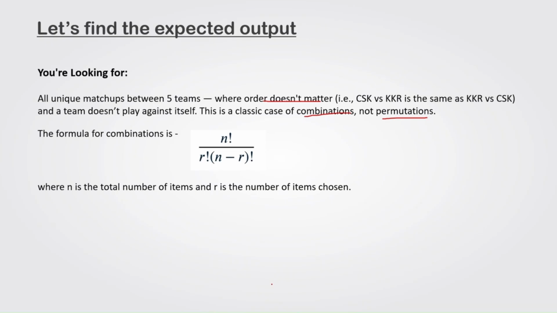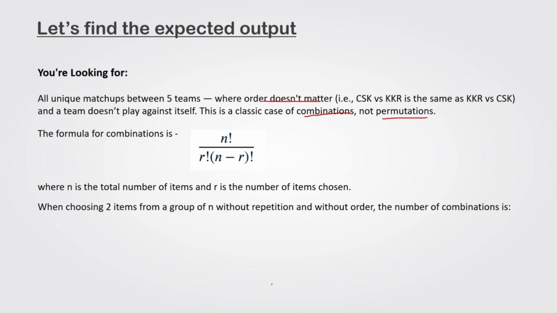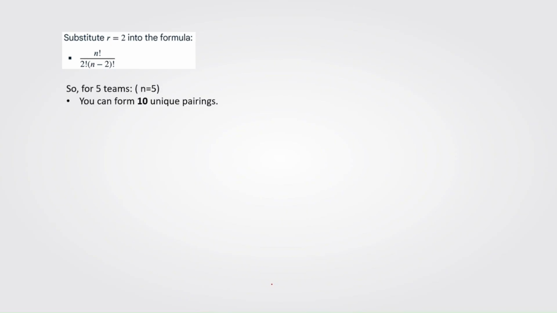In this case, we have to choose 2 items from a group of 5 items. When choosing 2 items from a group of n without repetition and without order, we can simply substitute r equals 2 in the formula, where n equals 5. After substituting, we are going to get 10 possible unique pairings. Let's now calculate what these 10 unique pairings would be.